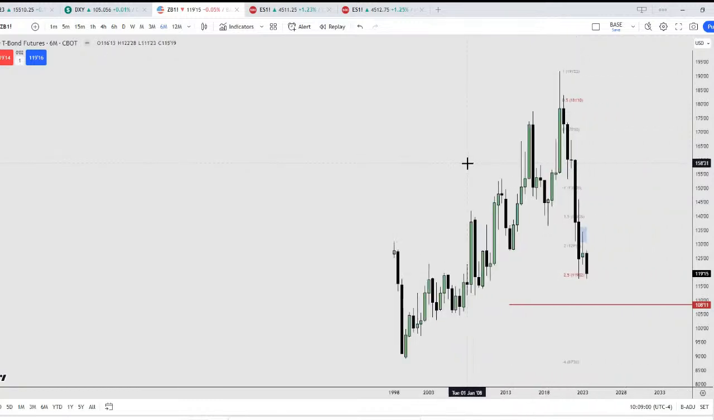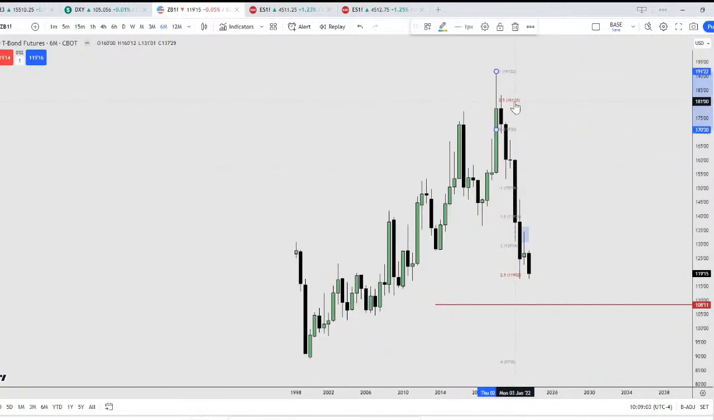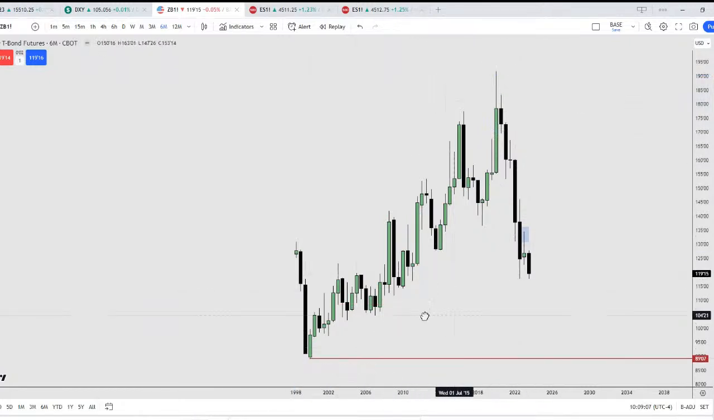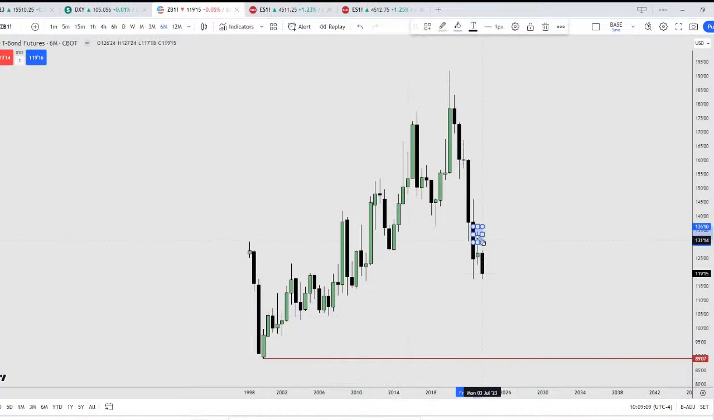Treasury bond on 6 months. So right off the bat, we have a shift in market structure right here. So all these years, I would consider it as accumulation, and then right up here, this would be the manipulation, and then right now we're having the distribution.